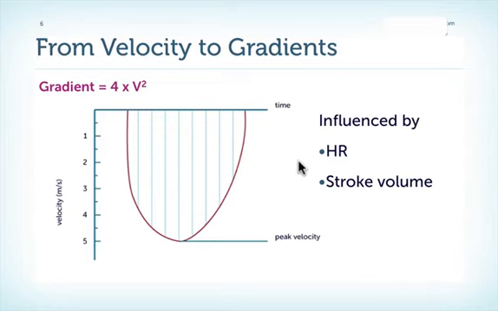From the peak velocity at the aortic valve using Doppler echo, we can easily determine the maximum gradient over the valve by using the so-called Bernoulli equation, which is 4 times the velocity squared. So you don't have to remember this because the echo machines will calculate this automatically. But it is important to know that the velocity is influenced by the heart rate and, importantly, by the stroke volume. So if you have low output of the heart, we will find lower velocity and also low gradients.